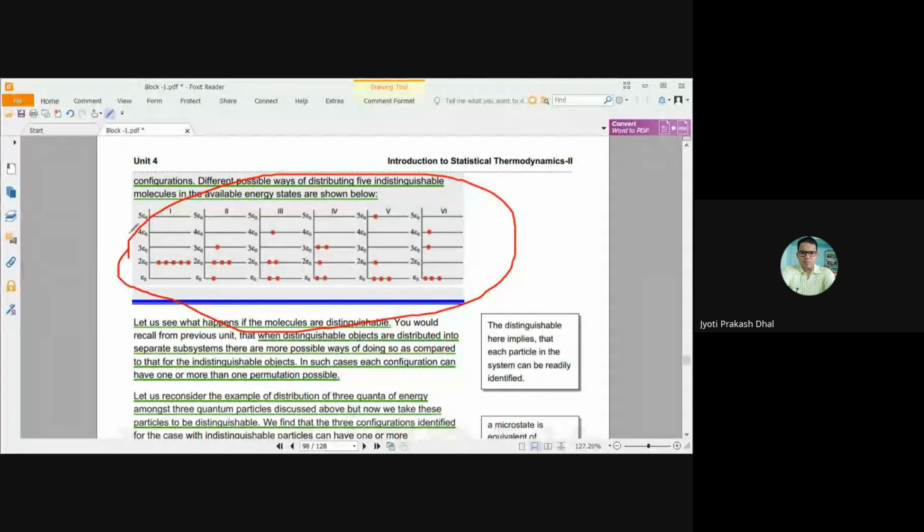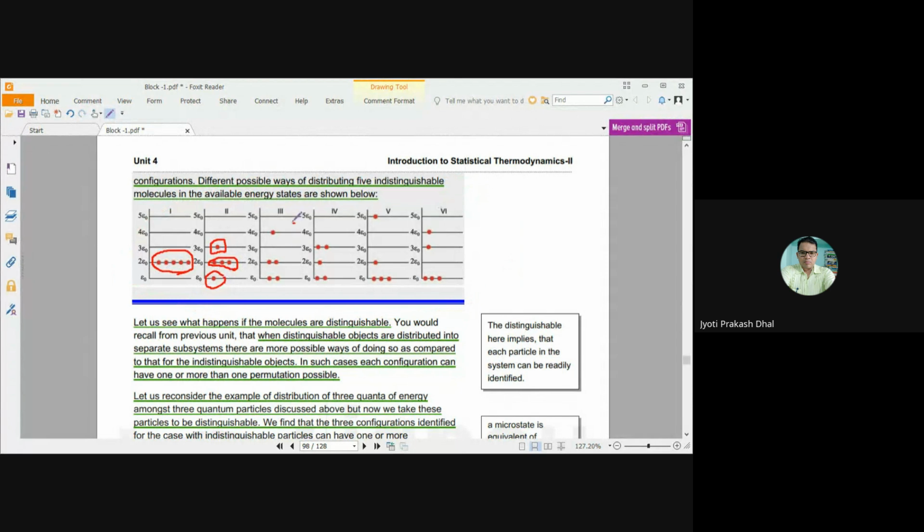So in the first arrangement, you can put all the 5 molecules in the energy level of 2 epsilon 0. So the total energy will become 10 epsilon 0. In the second configuration, you can see 3 molecules present in the energy level of 2 epsilon 0. Then the total will become 6 epsilon 0, and another molecule will be present in 3 epsilon 0. So again that will become 9 epsilon 0, and the fifth molecule will be present in epsilon 0. So the total energy will become 10 epsilon 0. So this is the second configuration.